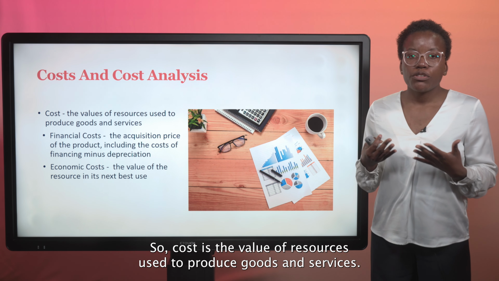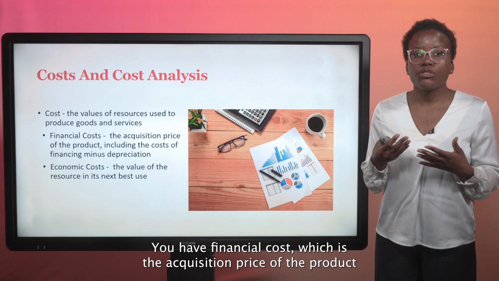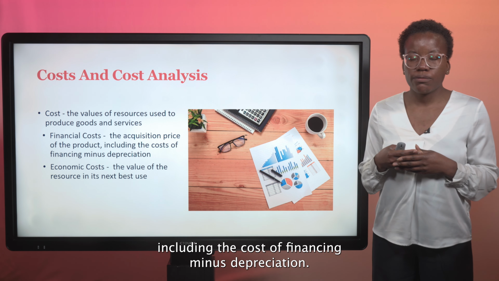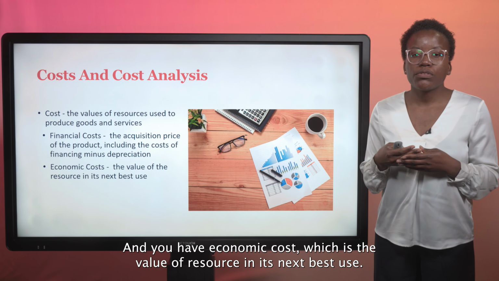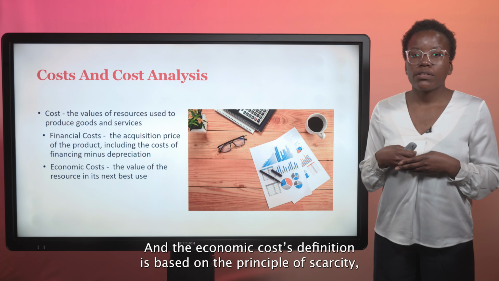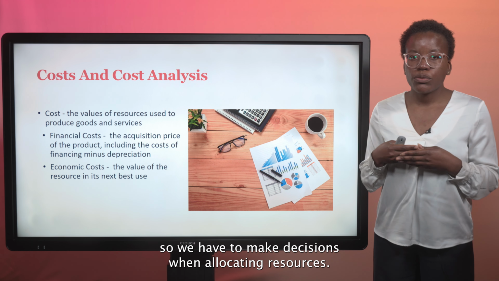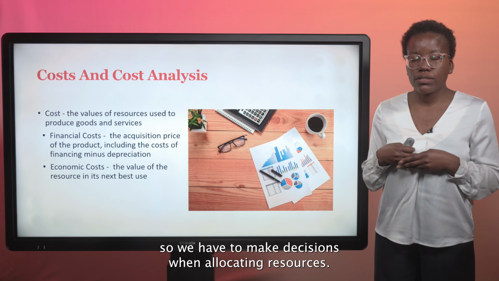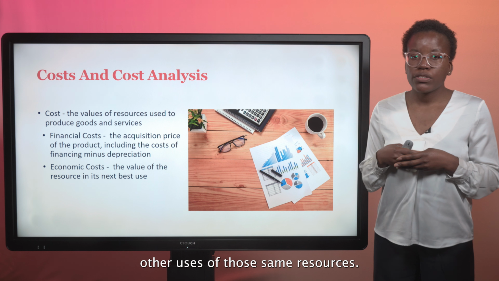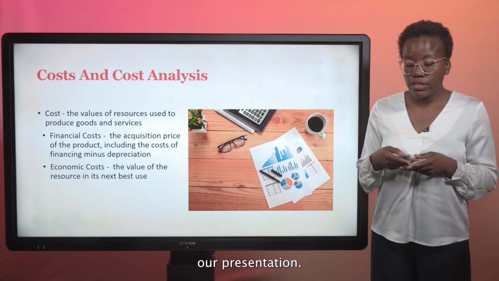So cost is the value of resources used to produce goods and services, and there are different definitions of costs. You have financial cost, which is the acquisition price of the product, including the cost of financing minus depreciation. And you have economic cost, which is the value of resource in its next best use. And the economic cost definition is based on the principle of scarcity, understanding that we have limited resources but unlimited wants. So we have to make decisions on allocating resources. But by making those decisions, we exclude other uses of those same resources. So this is the definition of cost that we'll be using throughout our presentation.